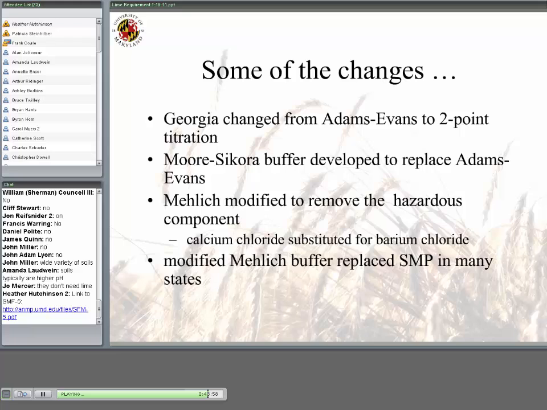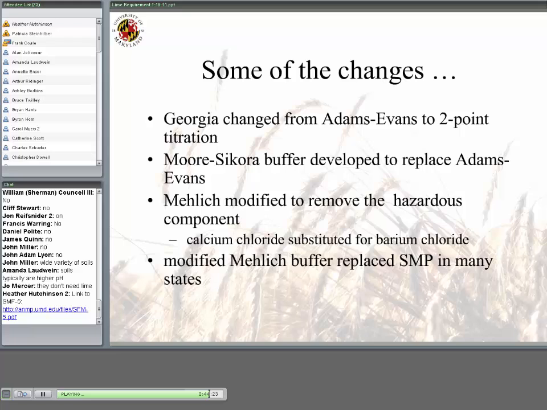Okay, so some of these changes: Georgia, for example, changed from Adams-Evans to a 2-point titration. Several people got graduate degrees from Georgia working with Miguel Cabrera, looking at a 2-point titration and even a 1-point titration that was only incubated for 30 or 45 minutes, and they came up with something that's made them happy, so they've switched to that.